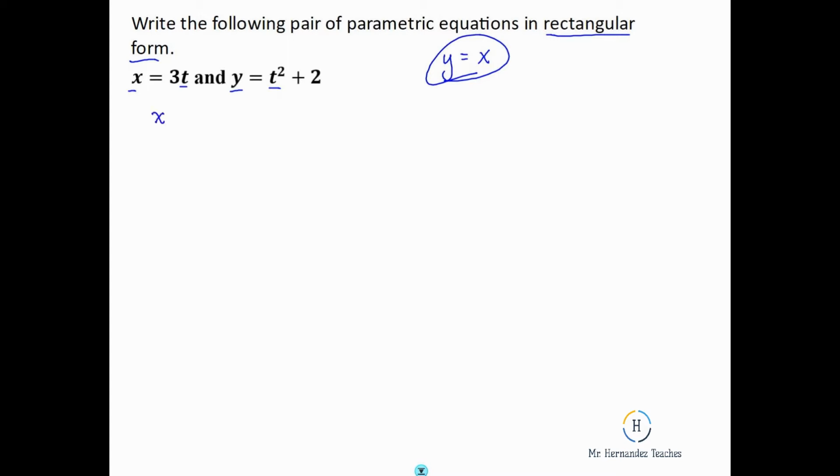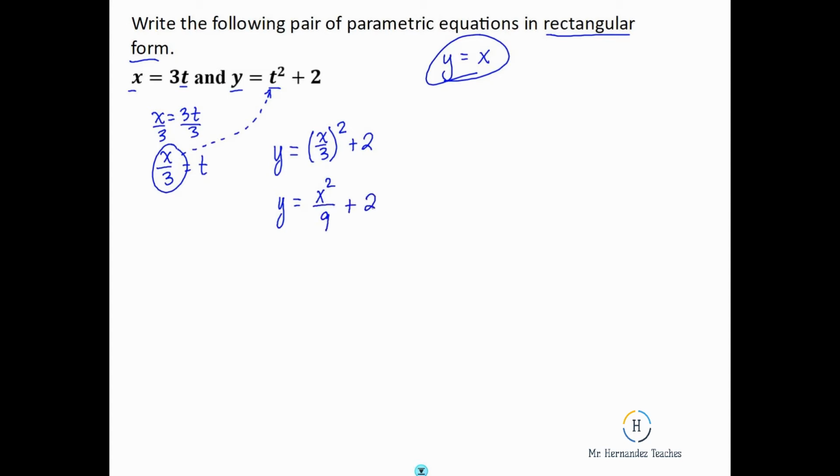So this is how. We're going to take x equal to 3t. You're going to solve it for t. So we're going to divide both sides by 3. We're going to get x over 3 equal to t. Well, what do you do with that t? You're going to take x over 3 and you substitute it in over here. Notice how it already says y equals. It's almost like it was made to do this. So y equals, make that substitution, (x over 3) squared plus 2. Simplify, y equals x squared over 9 plus 2. That is your final answer in rectangular form.